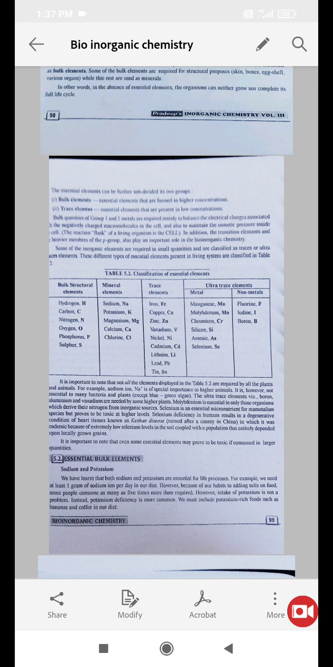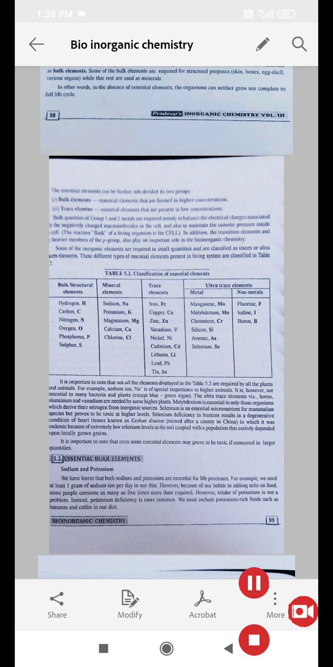Selenium deficiency in humans results in a degenerative condition of heart tissues known as Keshan disease. It was endemic because of extremely low selenium levels in the soil, coupled with a population that entirely depends upon locally grown grains. It is important to know that even some essential elements may prove to be toxic if consumed in large quantities. Essential bulk elements: sodium and potassium.